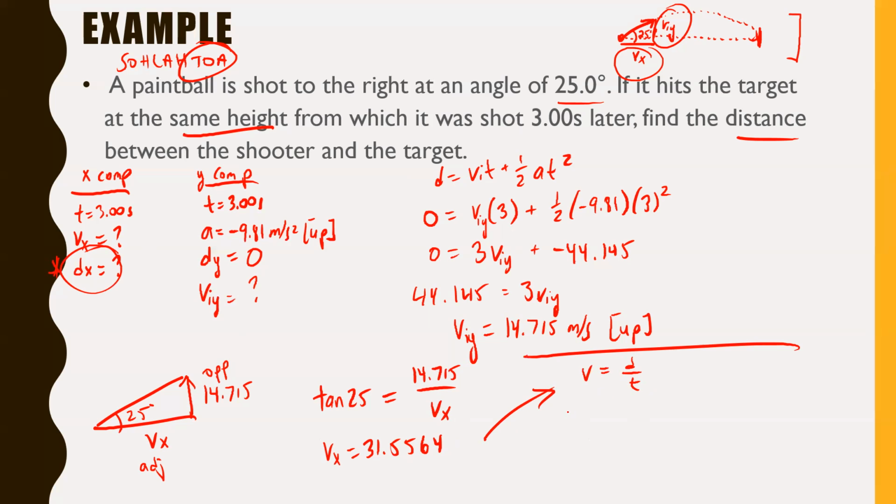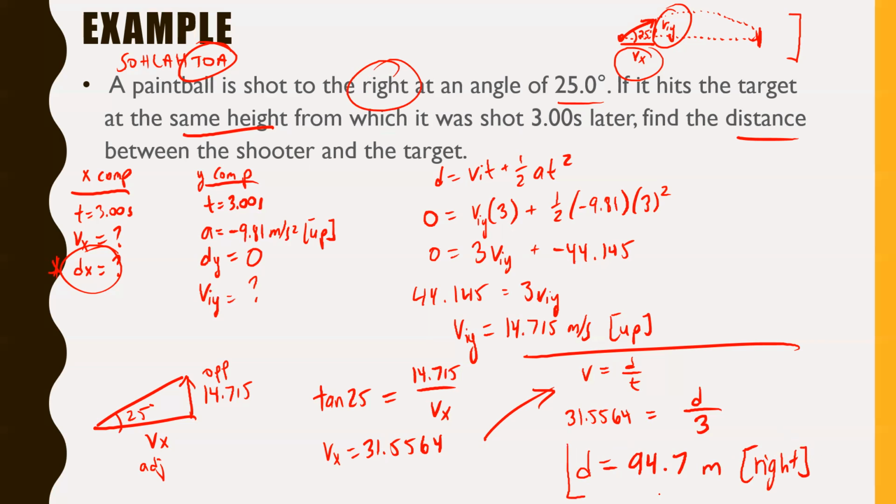So v, of course, was 31.5564. This equals d over 3, multiplied by 3 on both sides. Bingo, bango, bongo, we have d equals, to how many sig digs? 3 sig digs. We have d equals 94.7 meters. And just for some added fun, notice it's to the right, so we'll say to the right.